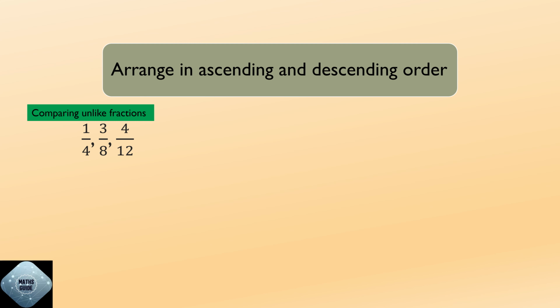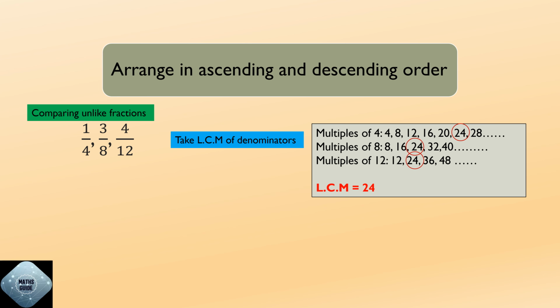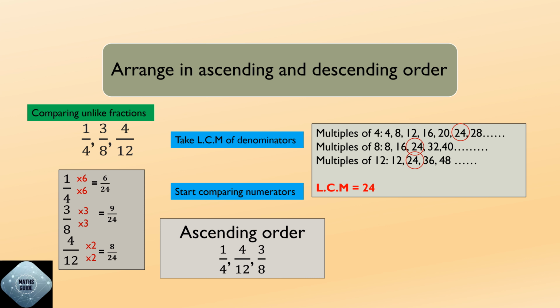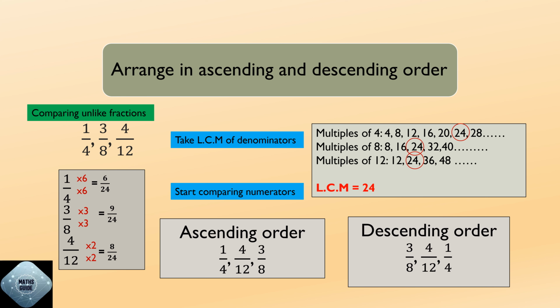As you already know the steps of comparing unlike fractions, we find first common multiple or LCM of denominators to make them like fractions. To make them like fractions, we have to find LCM of 4, 8, and 12. And the LCM is 24. As you know, 4 times 6 is 24, 8 times 3 is 24, and 12 times 2 is 24. Following the rule of equivalent fractions, we can make common denominators. Now we have three new fractions. Now simply compare their numerators and arrange them in ascending or descending order.